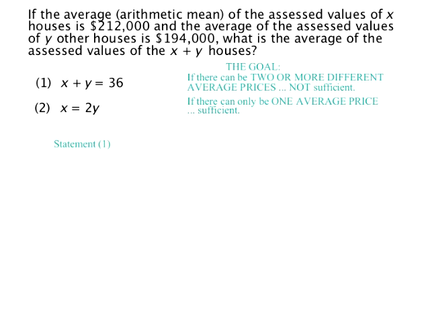Okay, statement 1, X plus Y are any two numbers that add up to 36. If you have a certain amount of intuition about averages, you can avoid doing extensive math work here. If I have X is 35 and Y is 1, then the average price is going to be very, very close to 212,000, because virtually all my houses are 212,000.